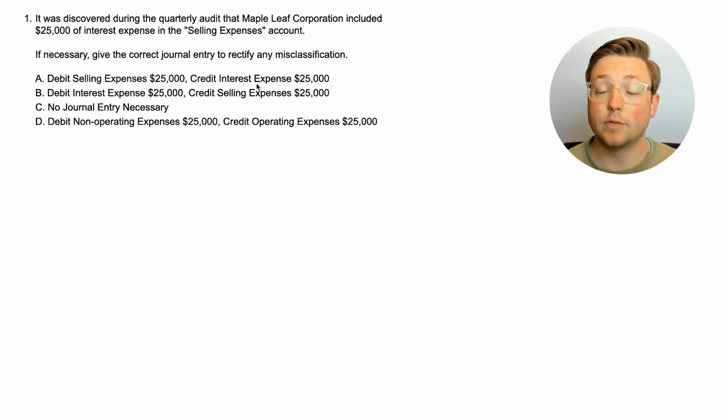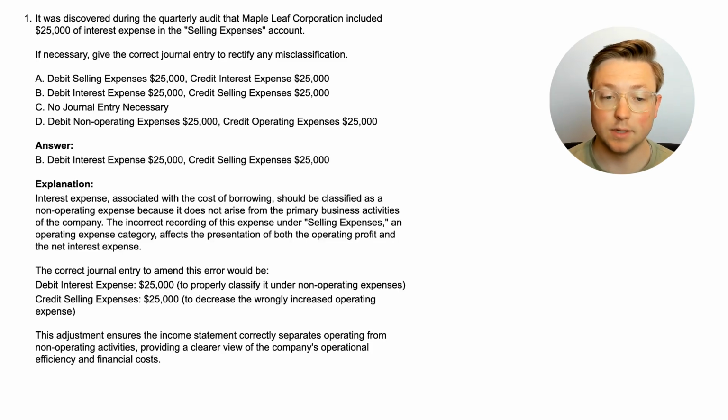If you have an idea from the previous video and what we learned about there, that's great. If not, let's go ahead and dive into this to learn why this would need to be adjusted. Alright, here we are at the answer. The answer is B. We have to debit interest expense and we have to credit the selling expense for that $25,000. So why do we need to do that?